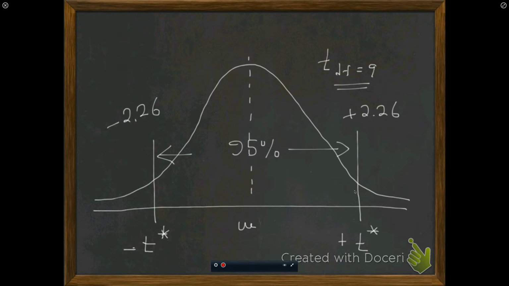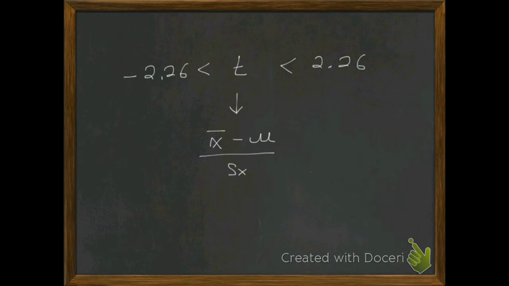So negative 2.26, positive 2.26. So guys, in this distribution, 95% of the t values will fall between negative 2.26 and positive 2.26. But we know that the t value can be calculated from this expression.